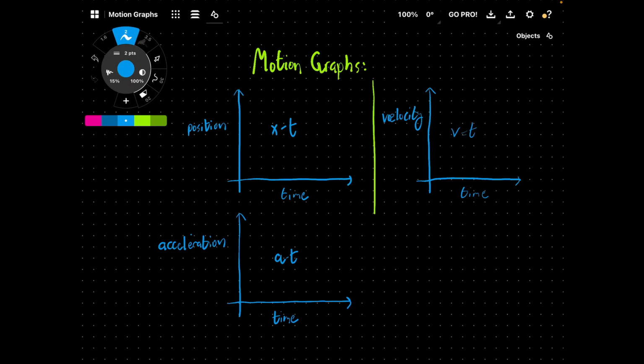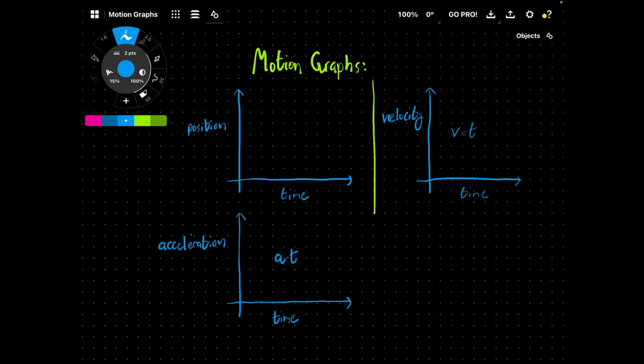These are the three main types of graphs you'll encounter in kinematics. Of course, as we go on later, there's going to be force versus time graphs, energy versus time graphs, etc. But those are going to come much later in the mechanics section. So let's continue on how to read these graphs.